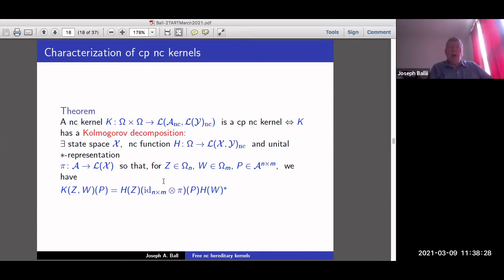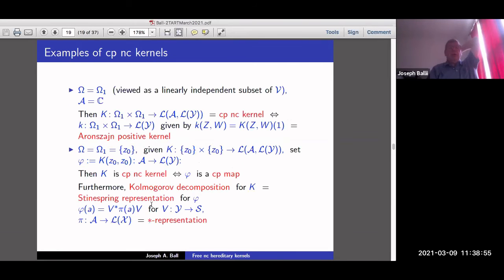over operators on X. So that's an operator from m copies of X to n copies of X, which is exactly what you need for this to fit. And then you land in an operator from Y^m to Y^n. So that's our noncommutative, completely positive kernel, Kolmogorov decomposition. That's all it is.